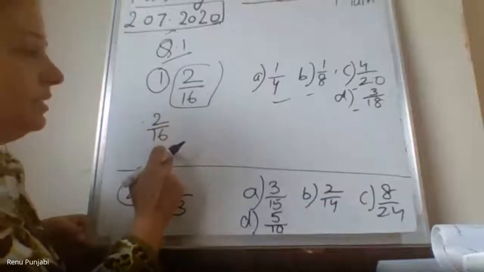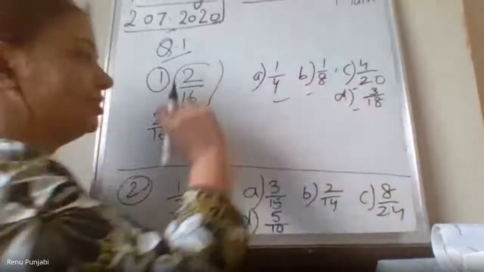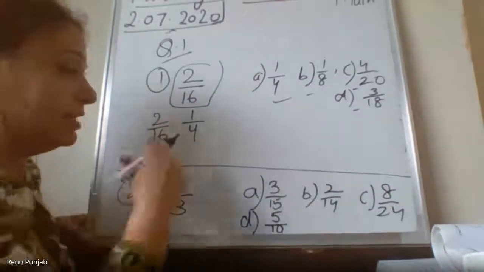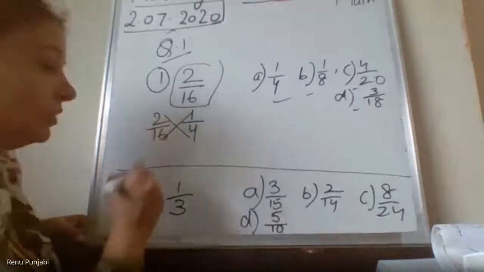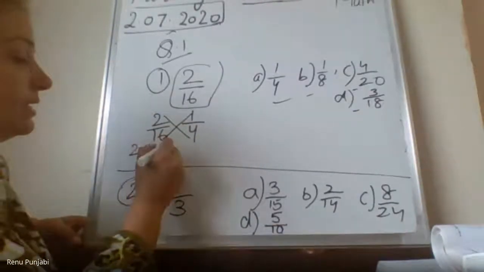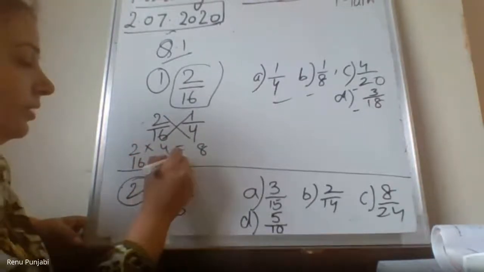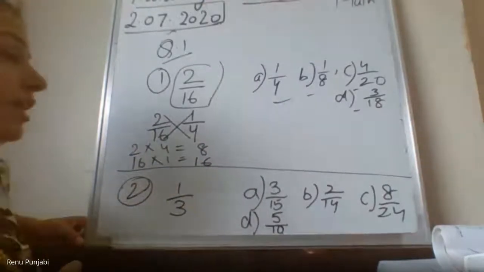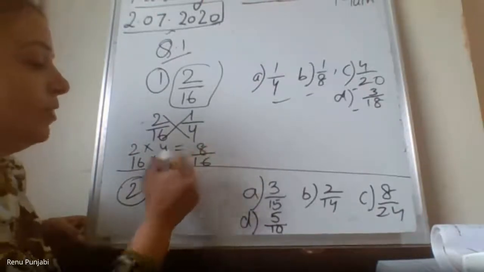2 upon 16. Now we check this main question with all the options. So first we write 1 upon 4. We check whether this is equivalent to this, same cross multiplication method. 2 into 4 is 8 and 16 into 1 is 16. It means this is not equivalent.